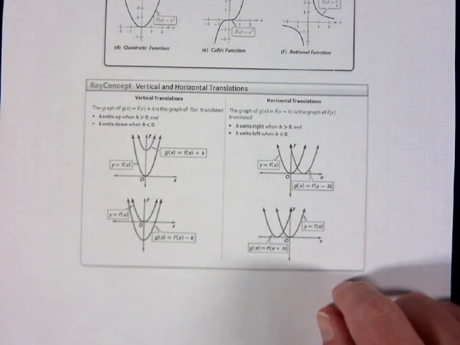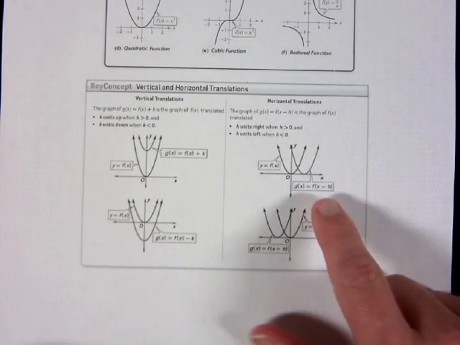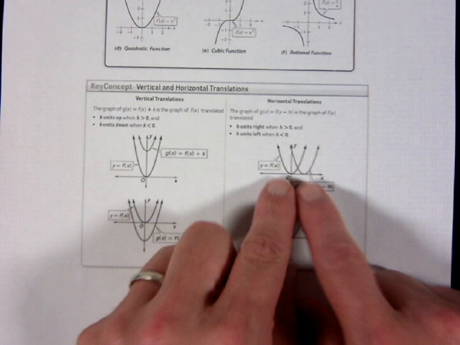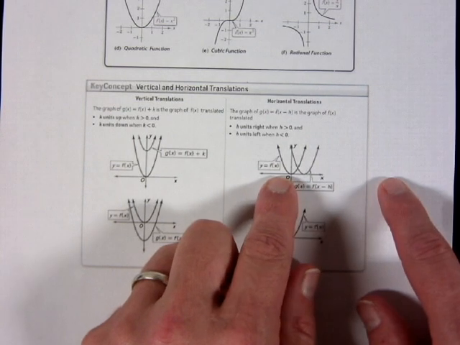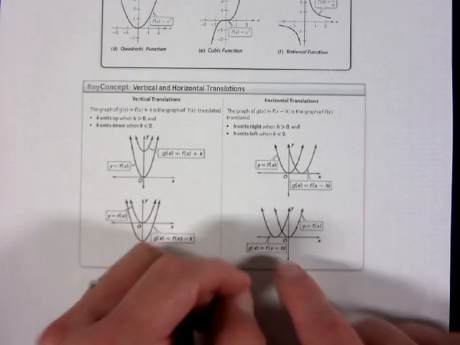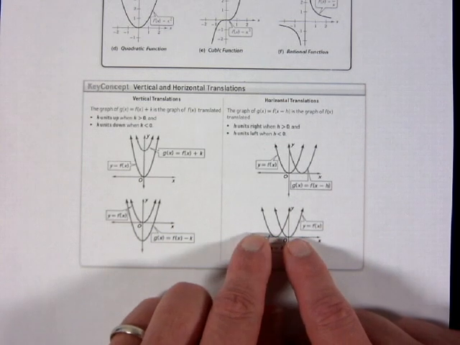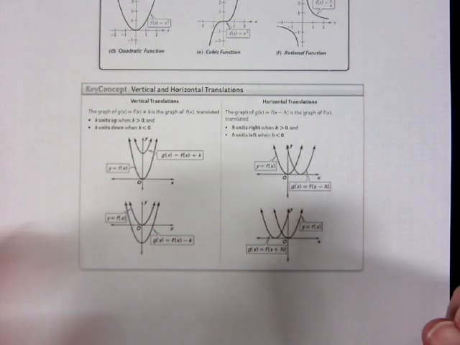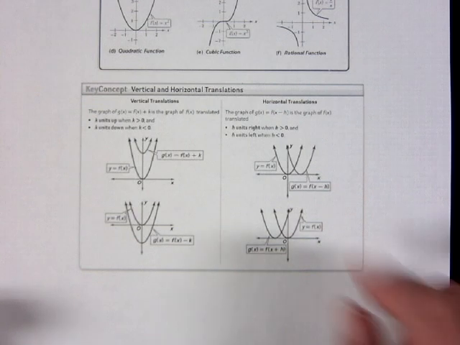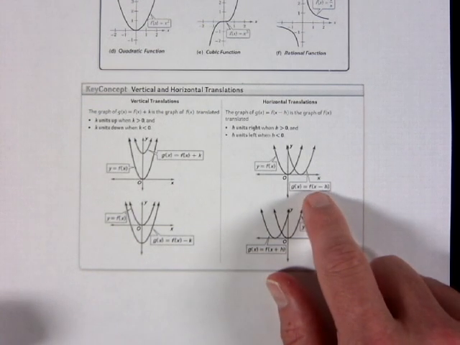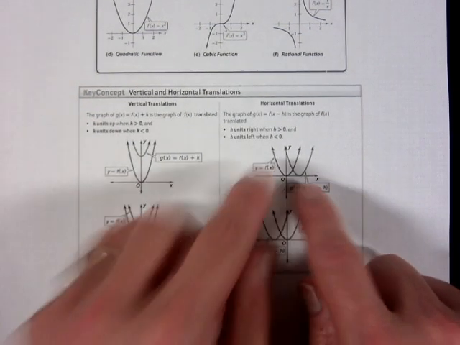And just remember that that may be opposite of what you typically think, because to the right is the positive direction on the graph. Well, when you add, it's actually going to move the graph to the left, and to the left is the negative direction on the x-axis. But when you subtract directly from that variable, that's going to shift the graph over to the right.